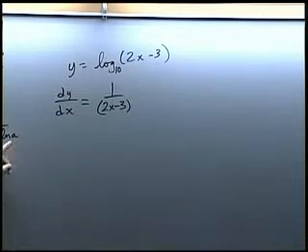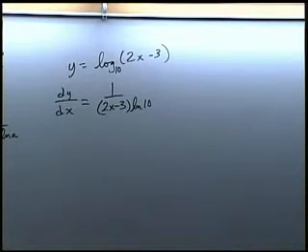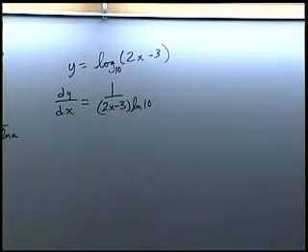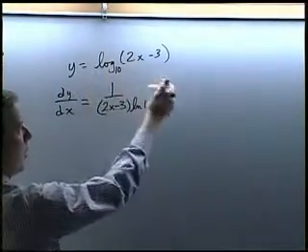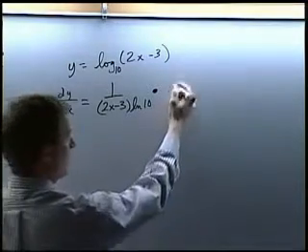ln of 10, exactly. Okay. That's the only difference between a natural logarithm's derivative and a logarithm derivative, is that we just have to multiply by something extra on the bottom. Okay. Now, I've taken the logarithm part of the derivative. Is there a chain rule piece here? Is there a derivative inside the parentheses? Yes, what is it? Yeah, just simply a 2.